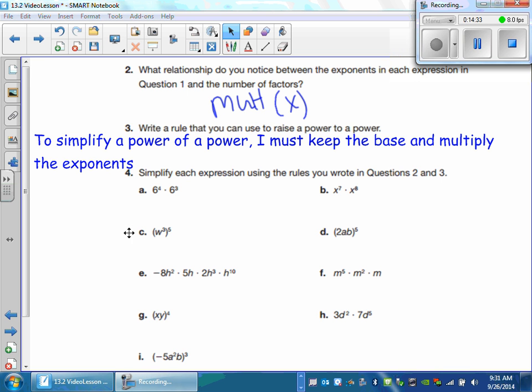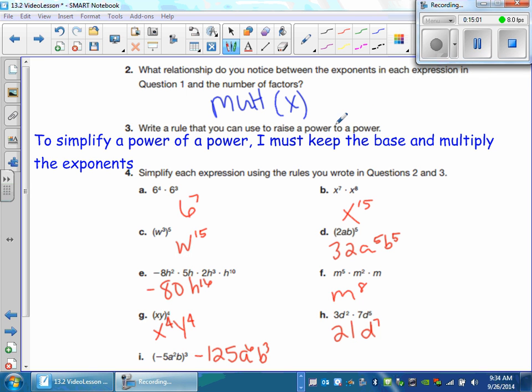And in an example like C, we have W cubed all raised to the 5th power, and with powers to powers, we will multiply those two numbers. So be cautious because you kind of have a mixture of these going on in A through I. Push pause, work with your group to get these done, and then when you are all finished, press play and I'll put up the answers for you.